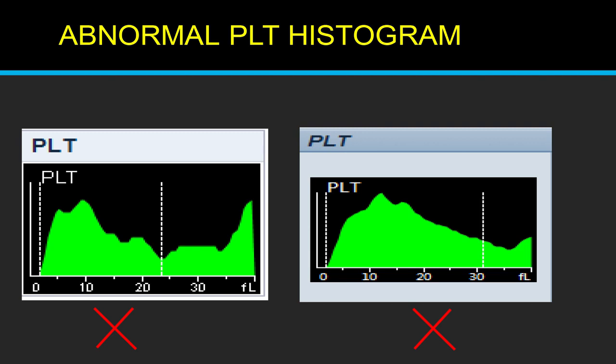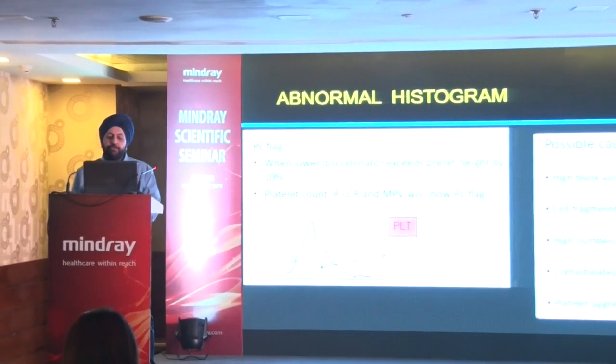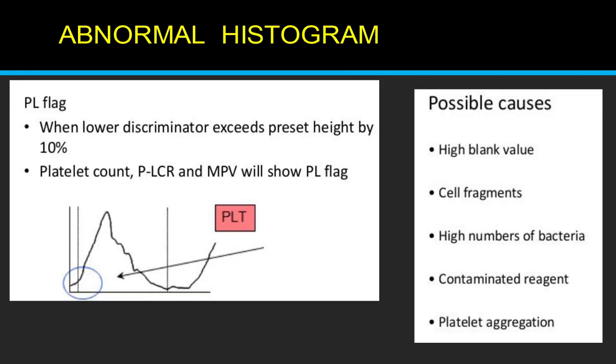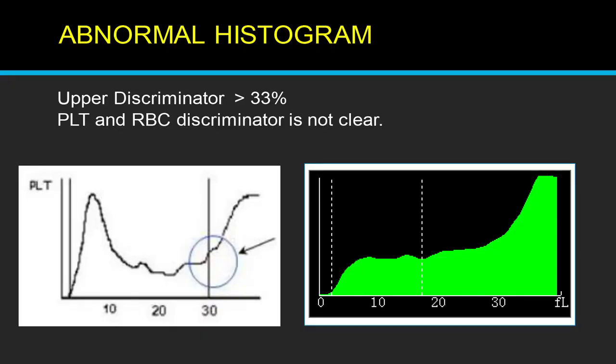But if my histograms look something like to my left or to my right, then I would be very wary to even report a platelet count of 1 lakh. This could be topsy-turvy. Broadly, we can have 2 kinds of abnormal histogram. One at the lower end, where the lower discriminator exceeds the preset height by 10% or more. This is usually seen because of high blank values, cell fragments, bacterial contamination and platelet aggregates. The most common among these is contamination of your reagent. So if you see this kind of platelet flag, go check your reagents, more likely the diluent, where there will be some amount of bacterial contamination.